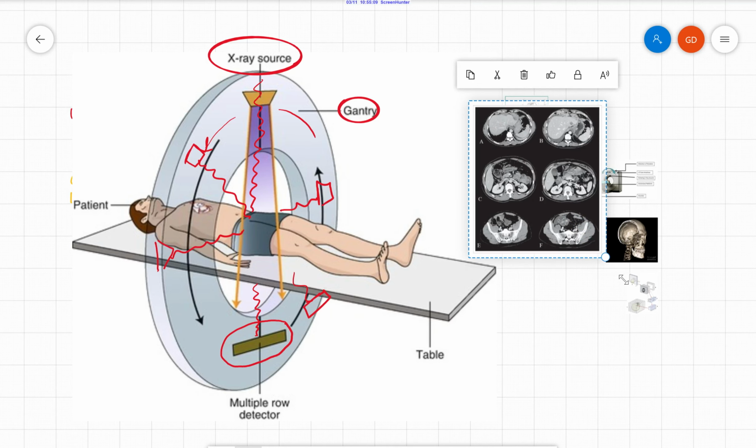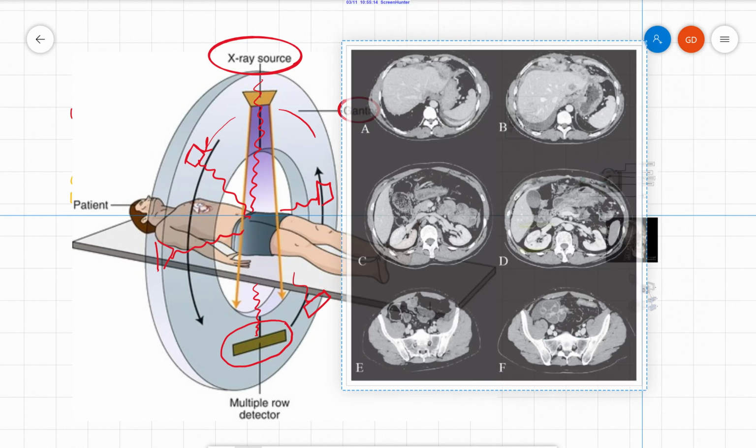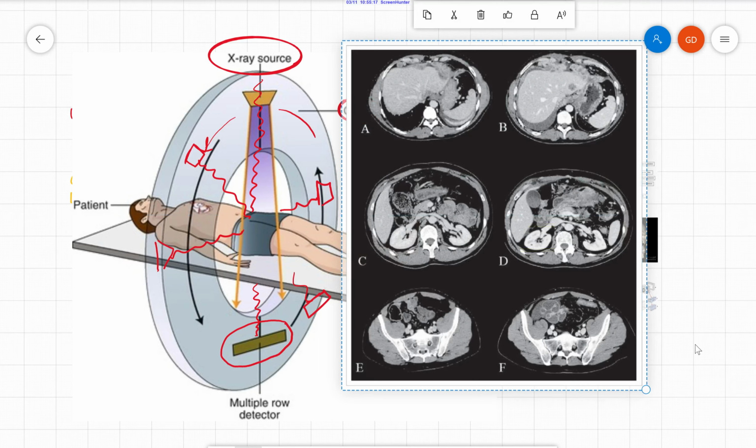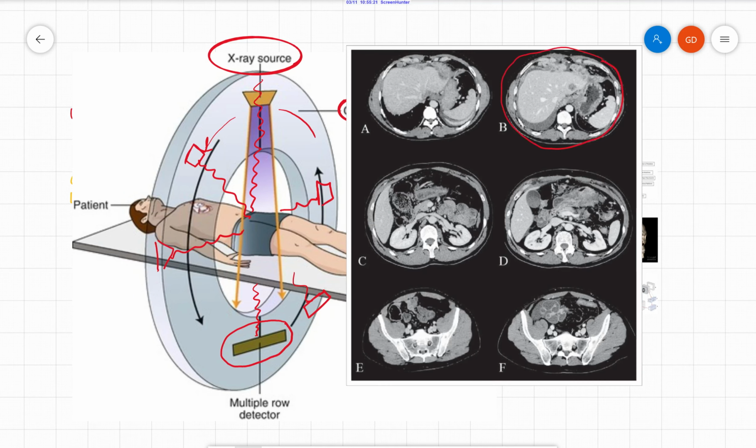This is the slice. So here we see several slices. These are slices, I think, for the brain. You see, this may be the eyes, the nose. Anyway, each slice is taken from an angle, as we said here.